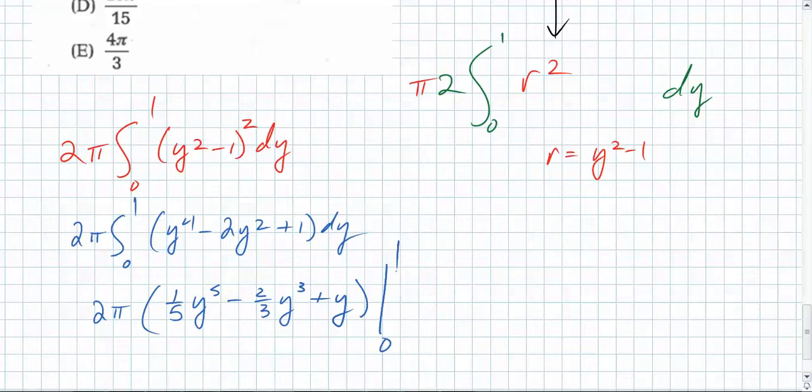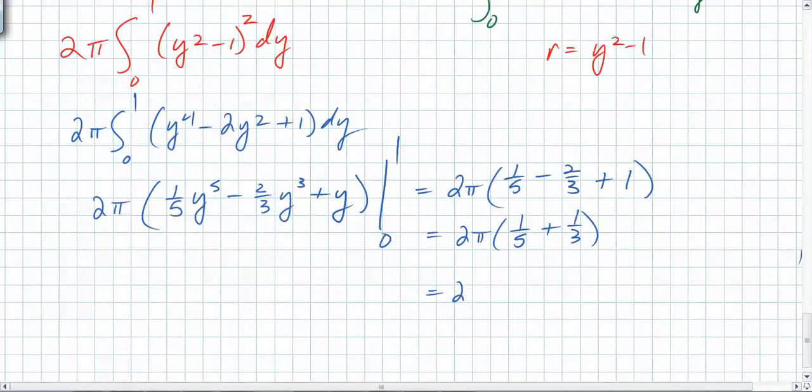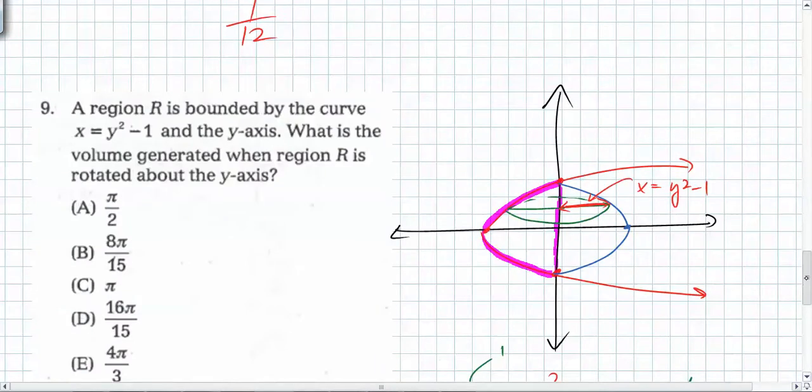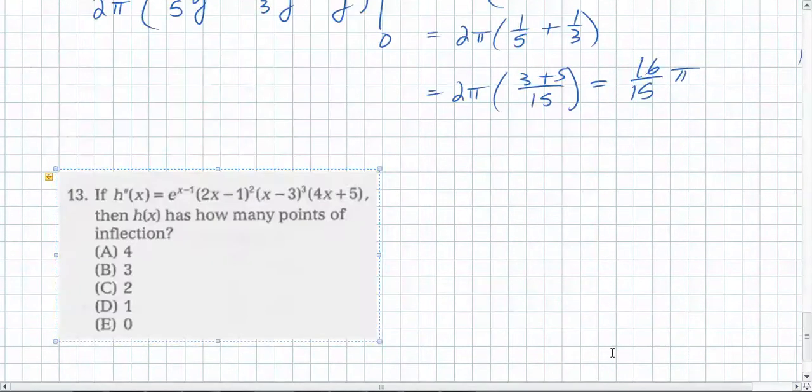Now, when you plug in 0, what do you get? So what do we really have to worry about? 2 pi times 1/5 minus 2/3 plus 1. So 2 pi 5th plus what? 1/3. 2 pi times, what are we going to get? 3 plus 5 over 15 is going to be 16 over 15 pi. Is that one of the answers? Yay! I can do fractions. Woo! Sweet. Such a good answer.